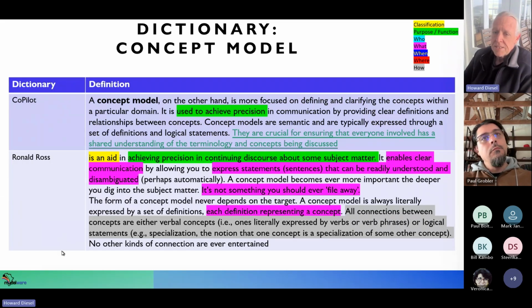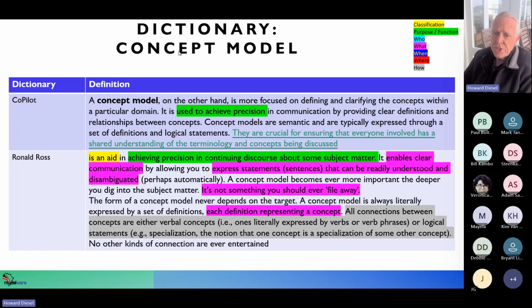Okay. All right. We'll go through that one a little bit more. So these are the definitions that they've provided, but what I wanted to share with you is, please notice that there is a difference between a concept model map and a conceptual model. They are not the same. Okay. A concept model is always literally expressed by a set of definitions, each definition representing a concept. And then all the connections between the concepts are verbal concepts expressed by verbs or verb phrases. Okay, so it's helpful to have the language definition there so that you can actually see it. And when you get into logic, you can now validate that your model is correct as soon as you step down into or get to that logic definition. Okay.